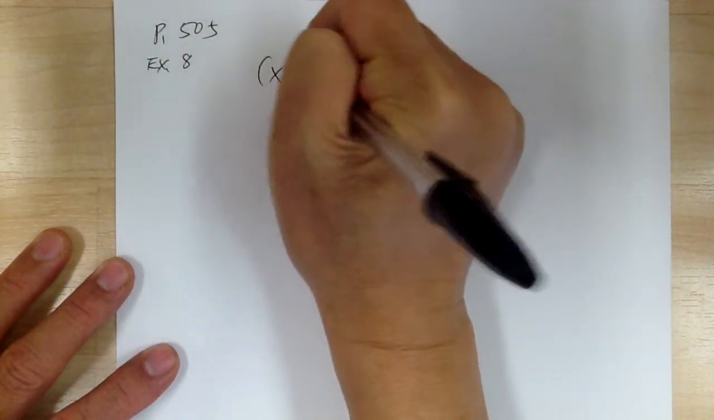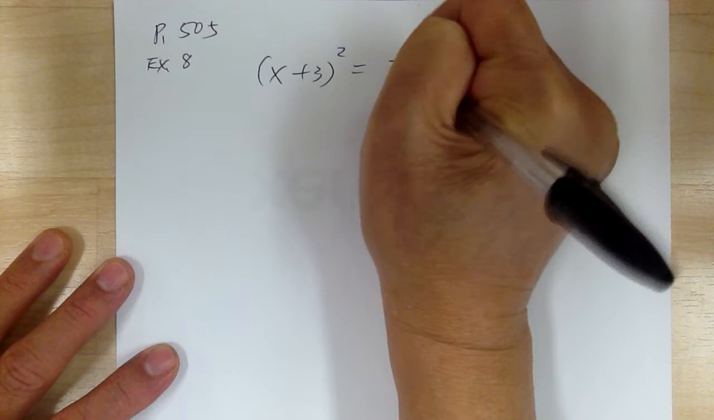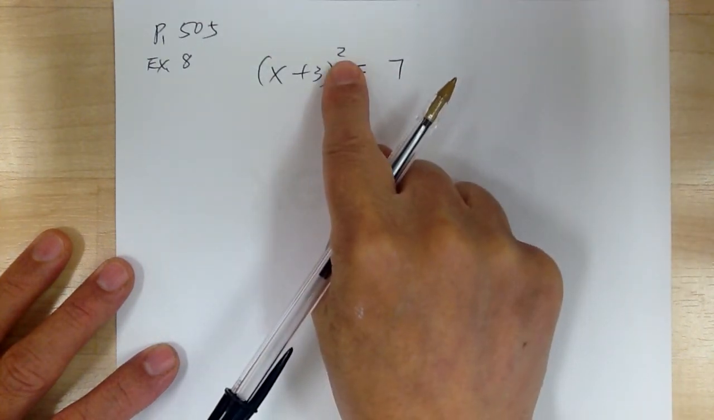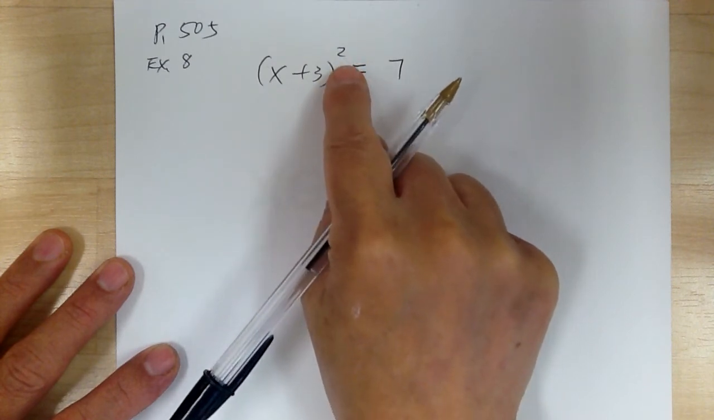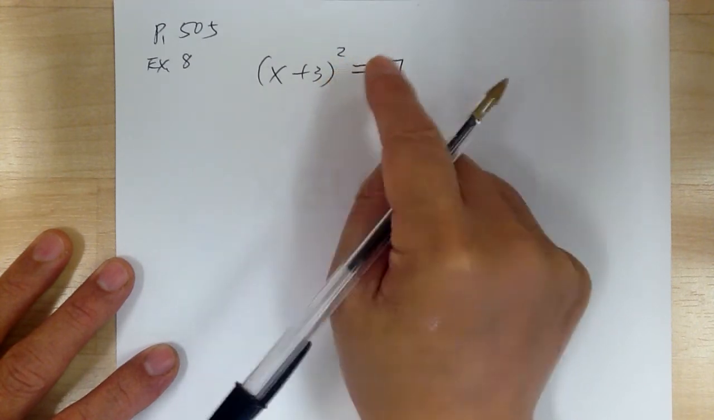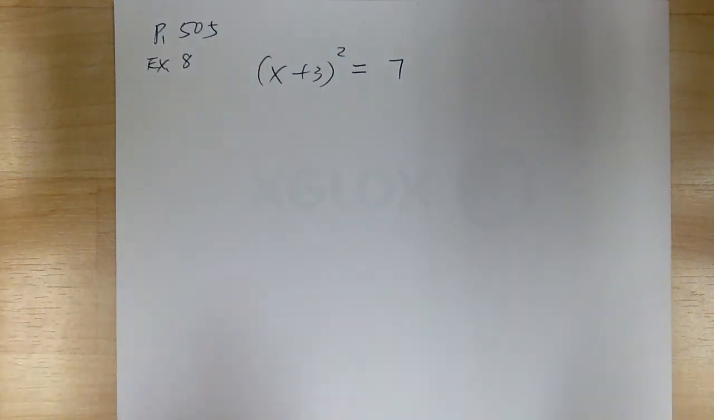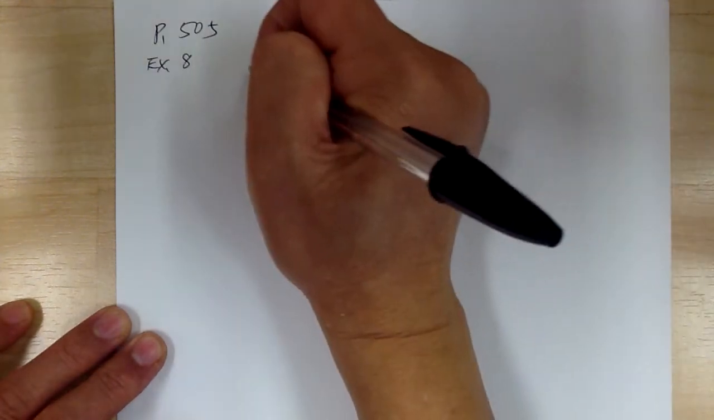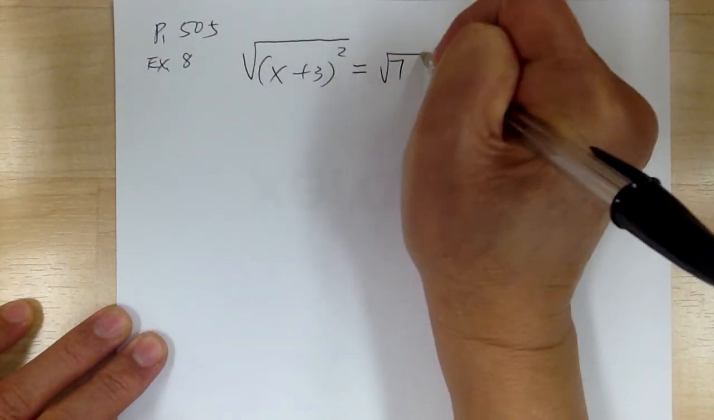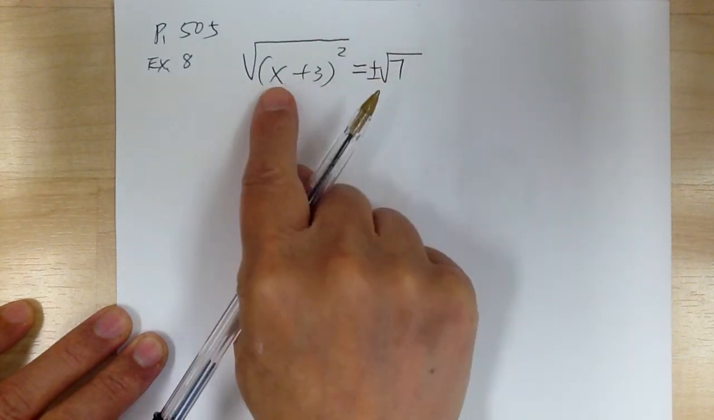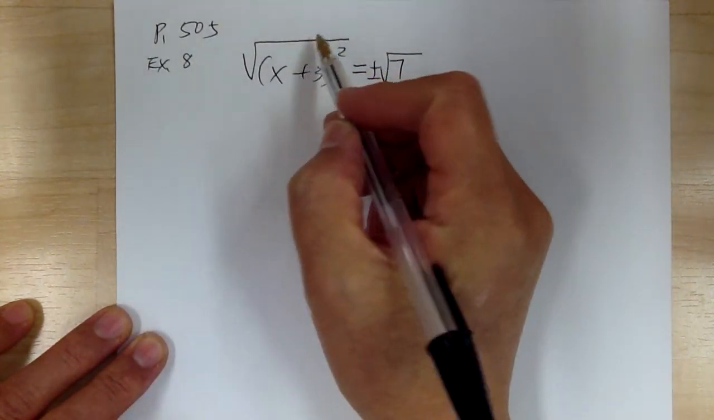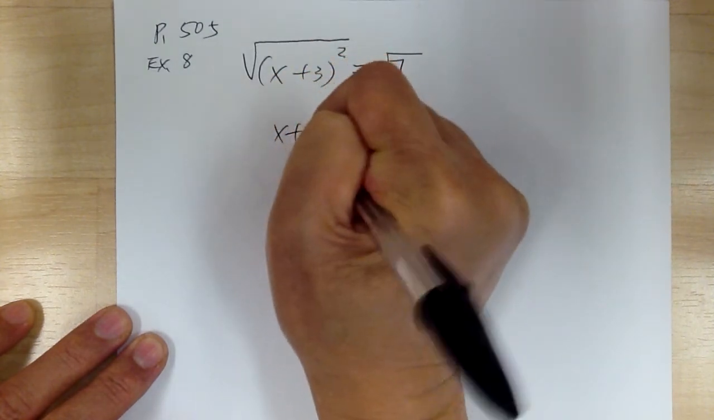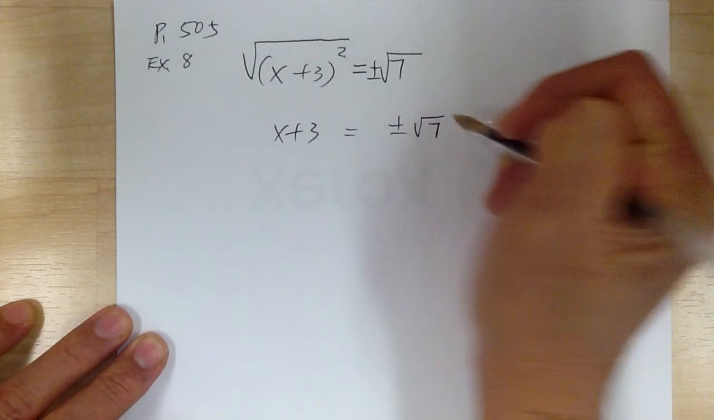You have (x plus 3) squared equal to 7. Now, don't multiply this out, because this is already a perfect square. See over here, this is already a perfect square. So if you see the perfect square already, don't mess it up. Just use the square root method to undo the square, right? So take the square root, and remember plus or minus, because you have a variable inside. The reason you take the square root is to cancel out the square. So you got x plus 3 equal to plus or minus square root of 7.